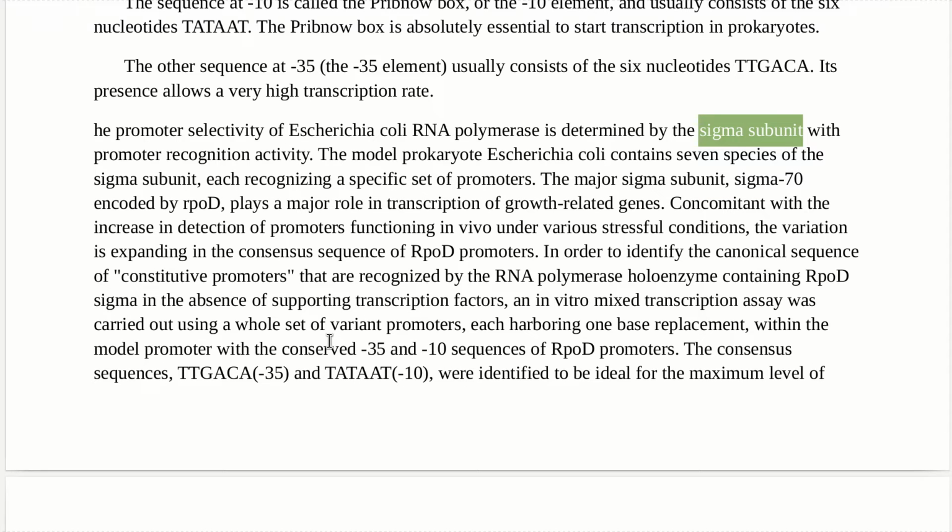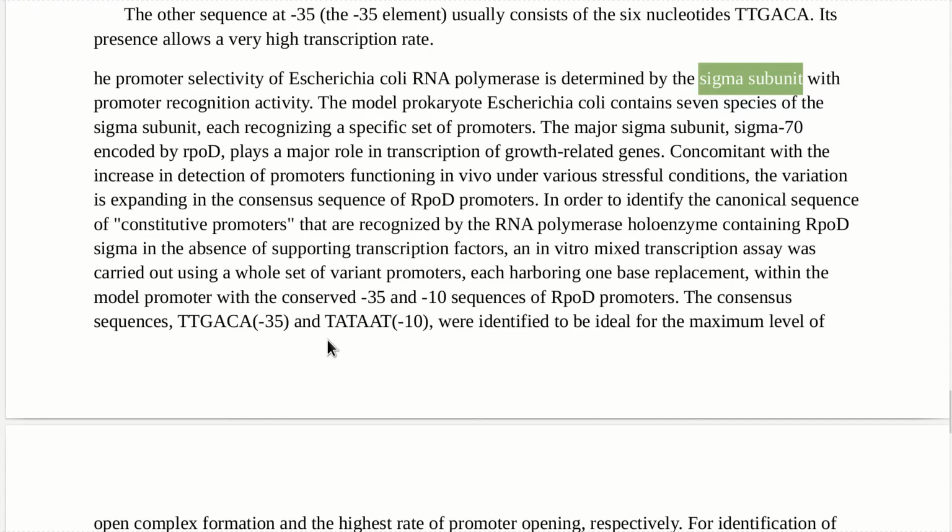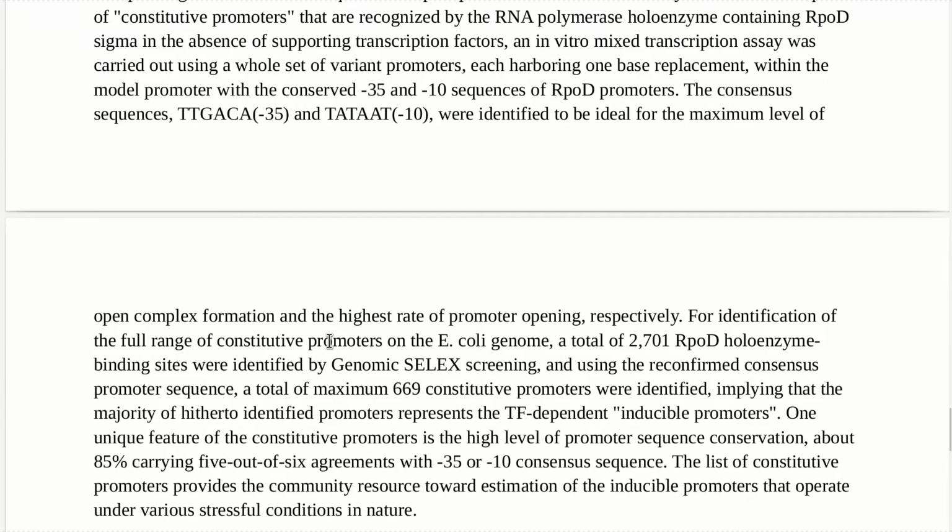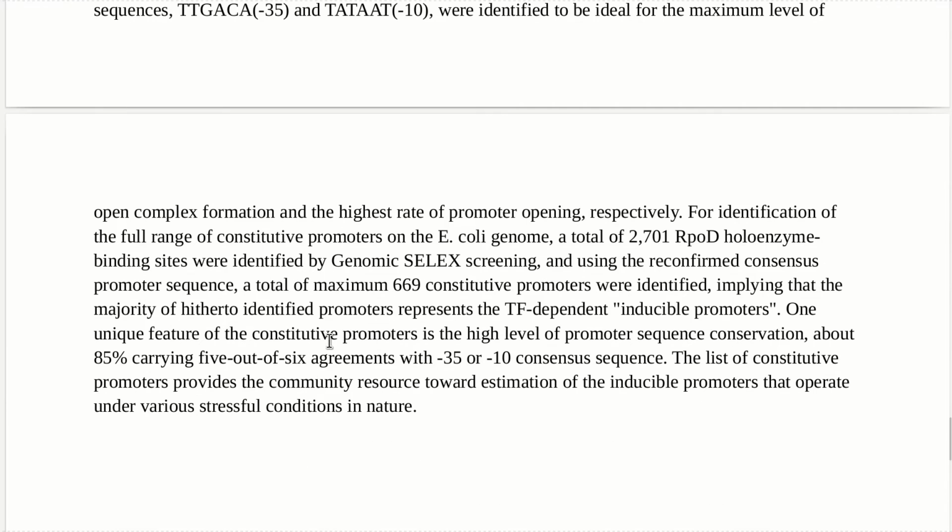Anything else? Just read through this. You don't have to know about genomic SELEX screening. You can read it.